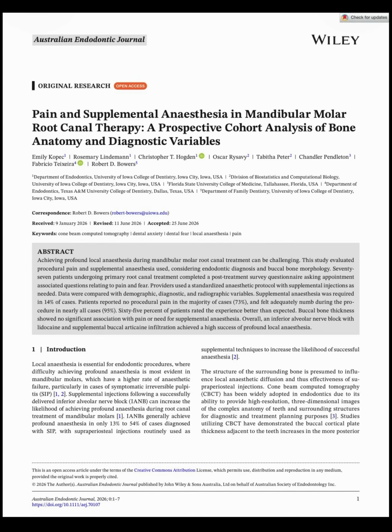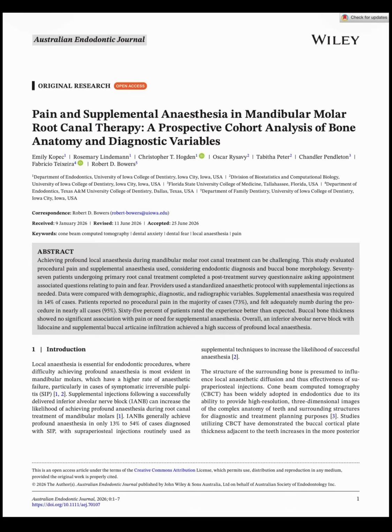Good day, everyone. Today's article is titled Pain and Supplemental Anesthesia in Mandibular Molar Root Canal Therapy, a prospective cohort analysis of bone anatomy and diagnostic variables. It was done by a group from the US and was published in the Australian Endodontic Journal recently in 2026.